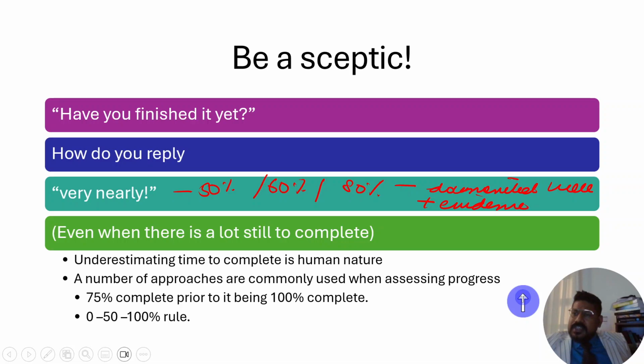Even when there is a lot still to complete, understating time to complete is human nature. A number of approaches are commonly used when assessing progress, such as 75% complete prior to it being 100% complete, or the 0 to 50 to 100% rule. Like that you can use.